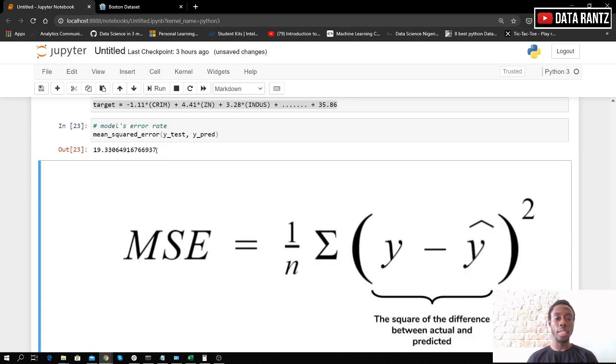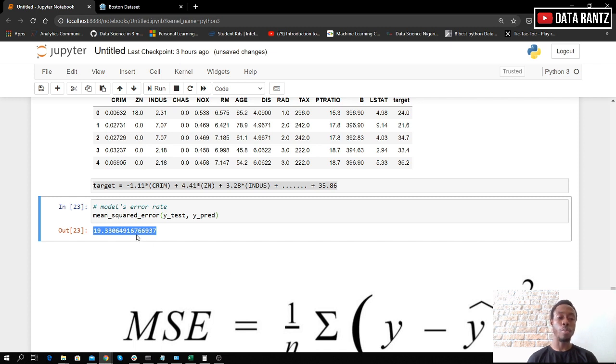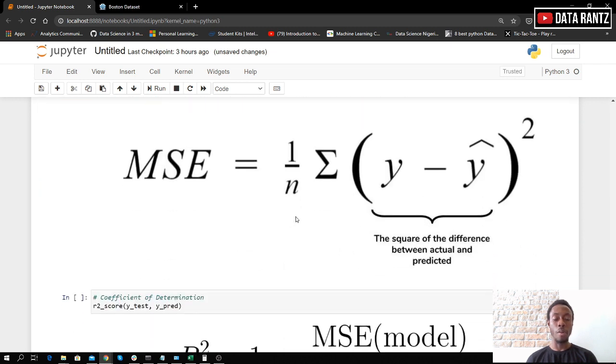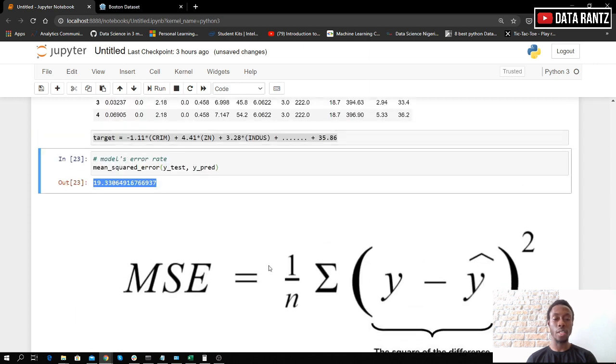Now the goal is you want to minimize this error as much as possible, because you want your model to perform better. So in order for your model to perform better, you need to minimize the error as much as possible. You always want to have very little error so that your performance can actually be good. While you're reducing the error, you're actually increasing the performance.